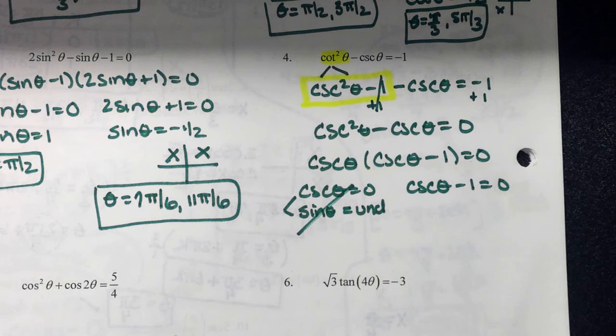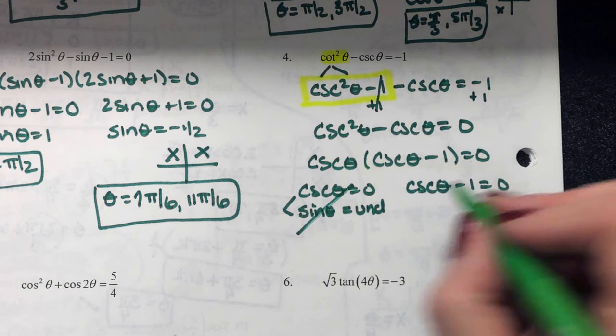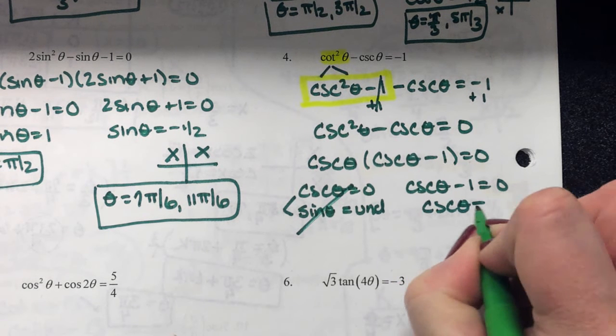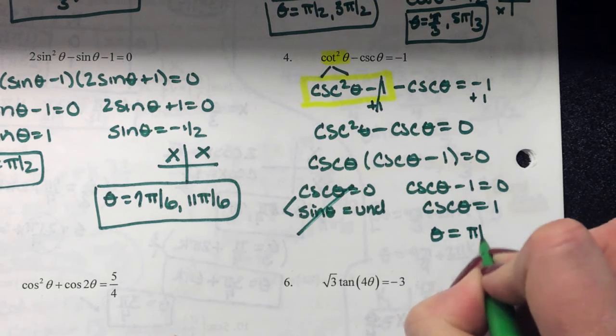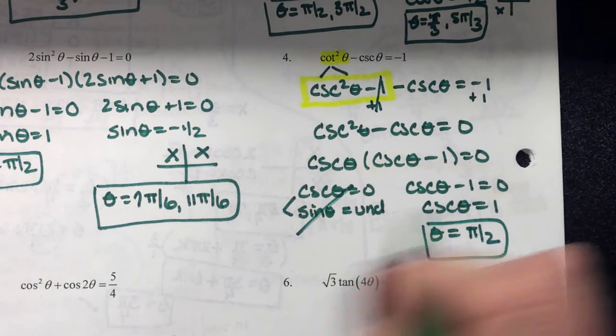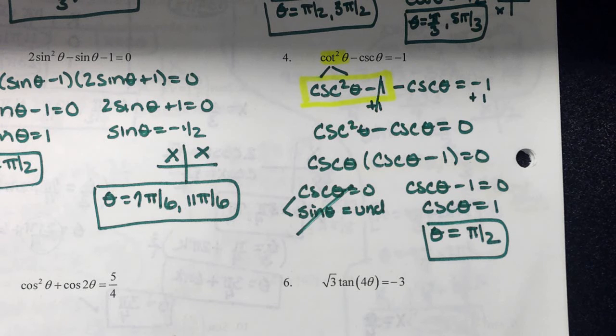Now, if I come up with the next factor and there's no solution, then you would write no solution. So now I'm going to look to see where cosecant theta is equal to 1, at pi over 2. Had I not had a solution for that second factor, you would have written no solution. But you do have a solution of pi over 2. All right, any questions on number 4?